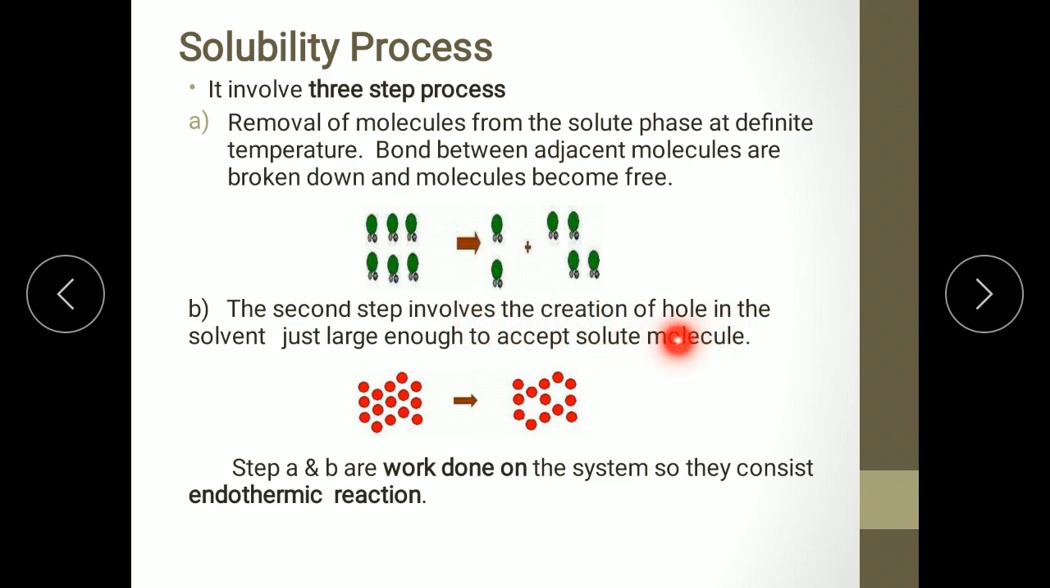In the second step, what happens? There is creation of holes in the solvent, just large enough to accept the solute molecules. Now in the solvent, some holes are created, and cavities are created. Those cavities will capture these solute molecules. Now both A and B are work done on the system, means work is being done on the system, so they constitute endothermic reactions, means energy will be utilized here.